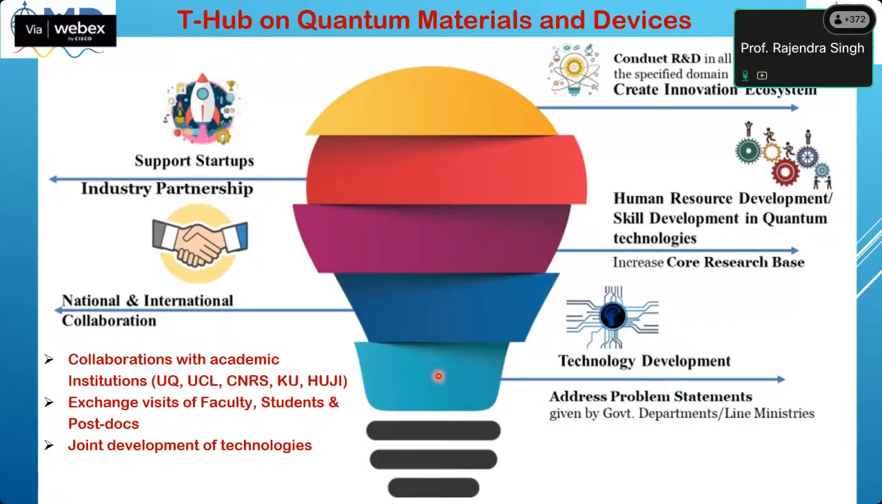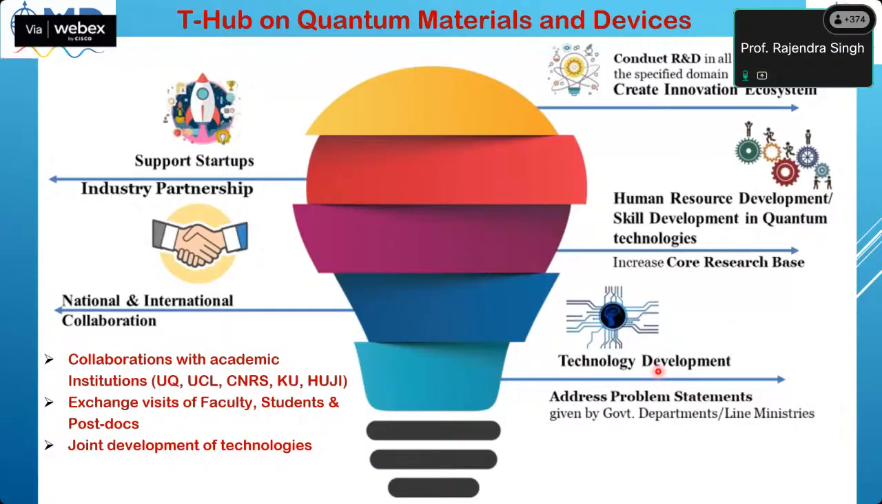So this is a very, very important slide, and it connects various activities of the hubs with the technology development. I'm just taking quantum materials and devices as an example, but similar activities are being done by the other three hubs also. One of the key aims, as I have said, is the development of a research and innovation ecosystem in India in the area of quantum technology.